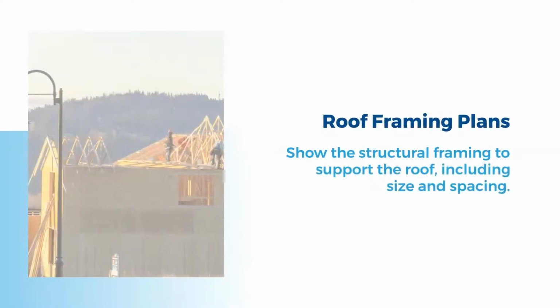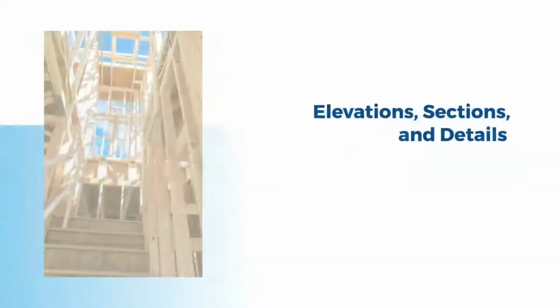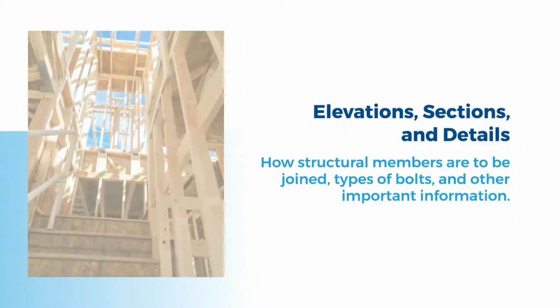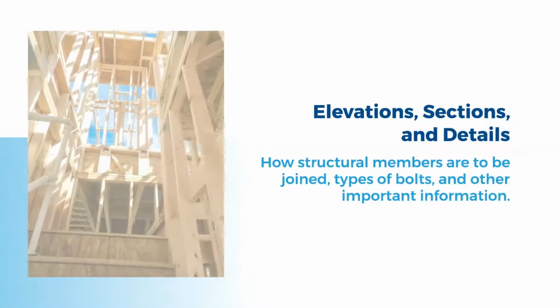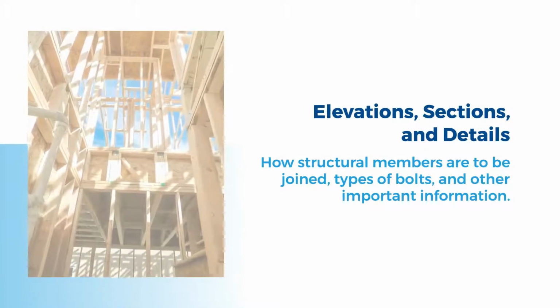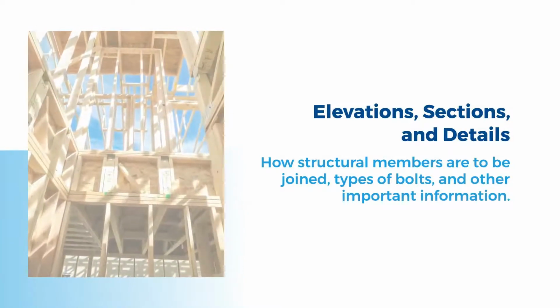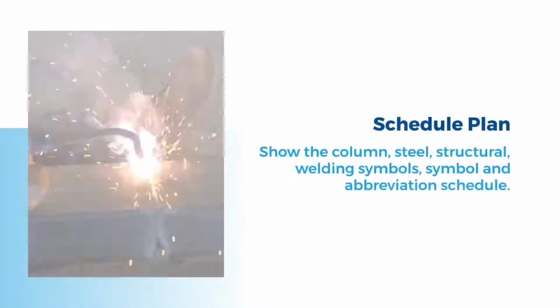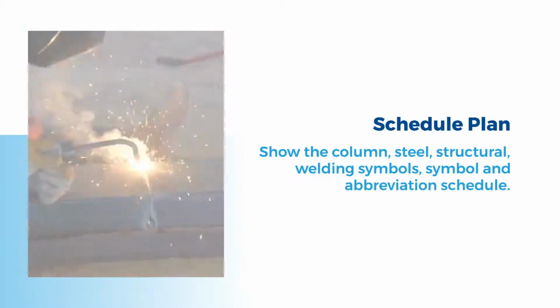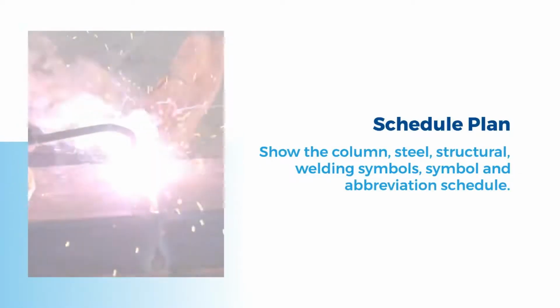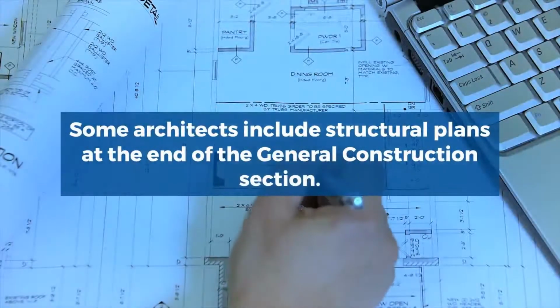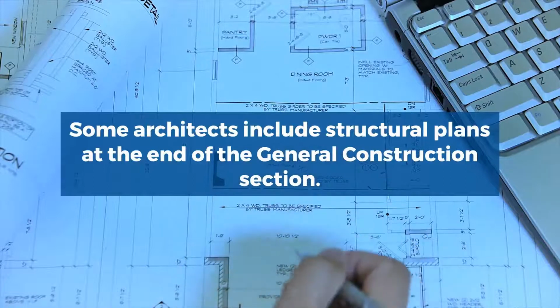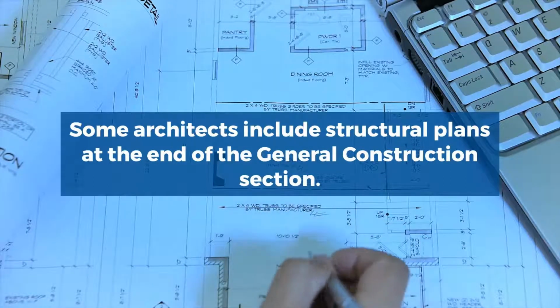Roof framing plans show the structural framing to support the roof, including size and spacing. Elevations, sections, and details show how structural members are to be joined, types of bolts, and other important information. The schedule plan shows the column, steel, structural details, welding symbols, and abbreviation schedule. Some architects include structural plans at the end of the general construction section.